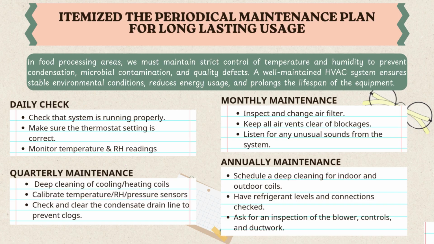Monthly maintenance involves inspecting and replacing air filters, ensuring that air vents remain free from blockage, and listening for unusual system noises. These actions help maintain optimal airflow, prevent contamination, and identify mechanical issues before they escalate.